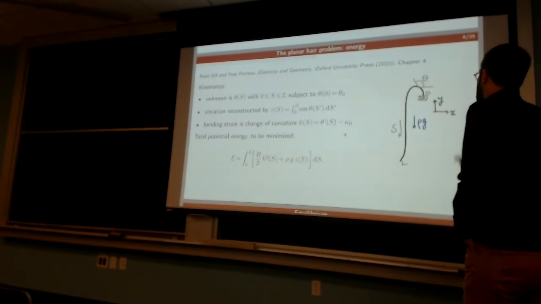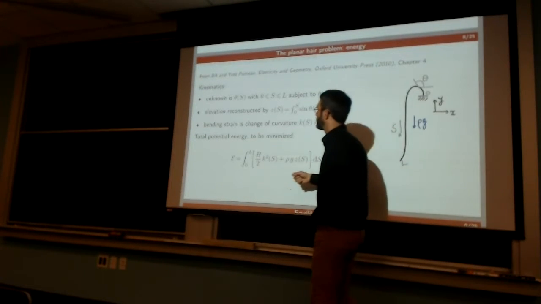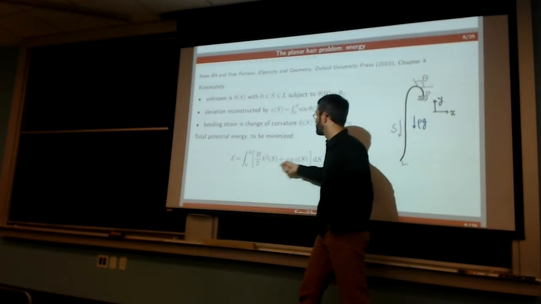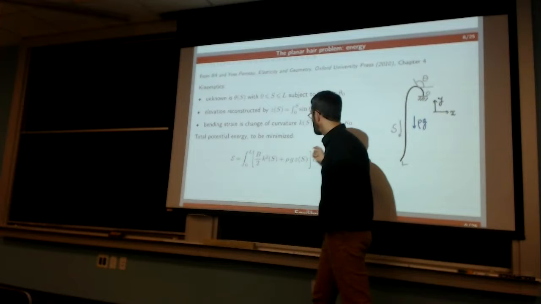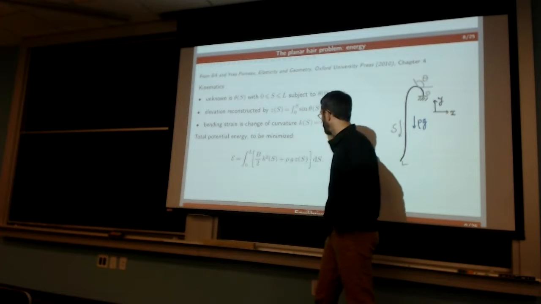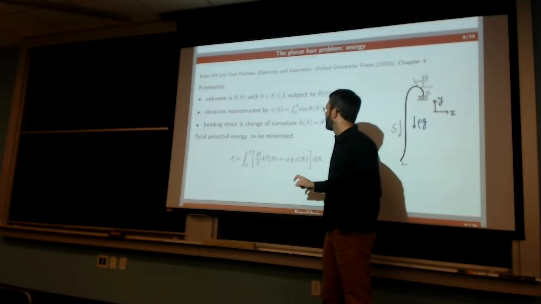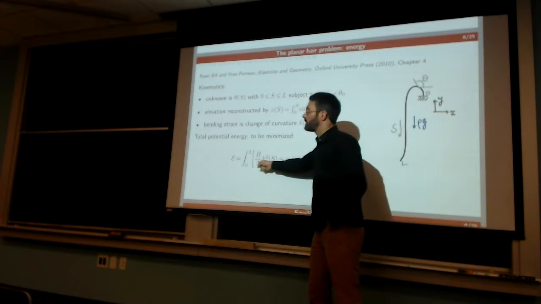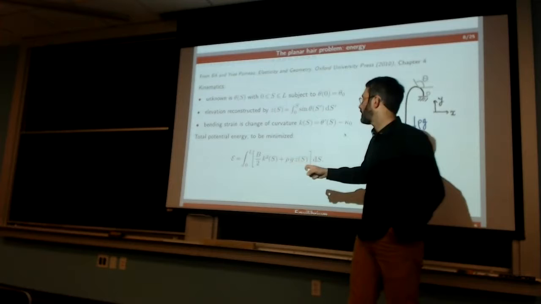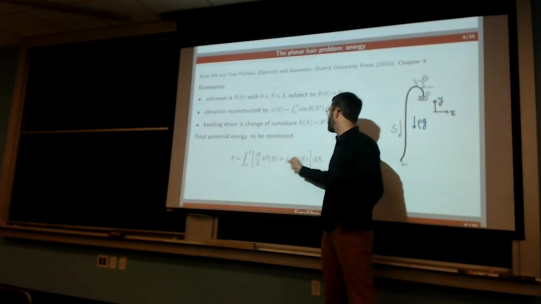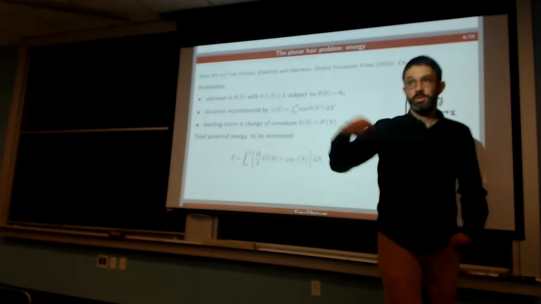Okay? So with all these ingredients, you can seek minimizers, or shapes that will be stationary solutions. We are not going to be worried about equilibrium, so let's just say stationary points of this integral. B would be the bending modulus, that's the change of curvature squared, and that's the potential energy that represents the effect of weight.